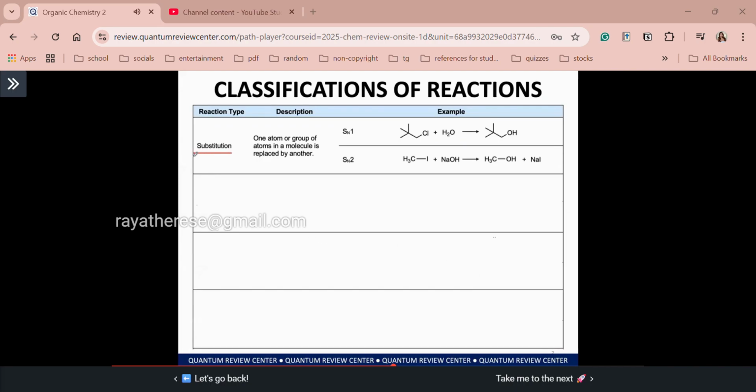First one, substitution, class. Literally it just means that one atom or a group of atoms, remember, it can either be a single atom or a group of substituents or atoms in your molecule, can be replaced by another single atom or group of atoms. So usually, class, we have two types here, SN1 and SN2. Familiar with these two types of substitution? We will actually discuss this in the types of your reaction for alkyl halides.